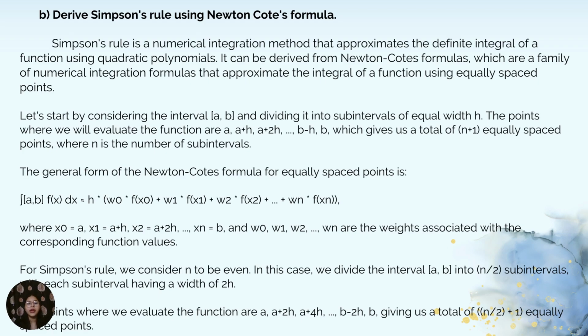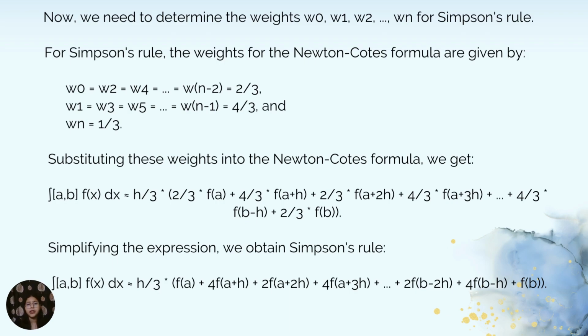For Simpson's rule, we consider n to be even. In this case, we divide the interval a, b into n by 2 subintervals, with each subinterval having a width of 2h. The points where we evaluate the function are a plus 2h, a plus 4h, until b minus 2h and b, giving us a total of n by 2 plus 1 equally spaced points. Now we need to determine the weights W0, W1 and W2, and so on, for Simpson's rule.